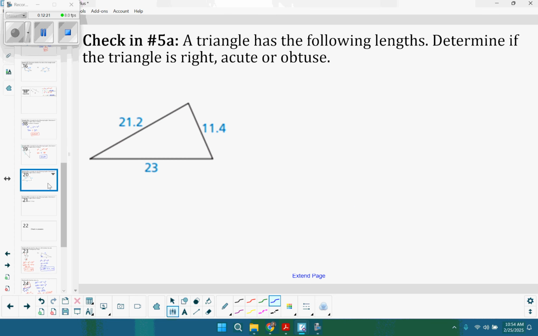So here's our final check-ins. You can either pause or end the video. Answers are posted on Google Classroom. But that is the Pythagorean theorem and its converse.